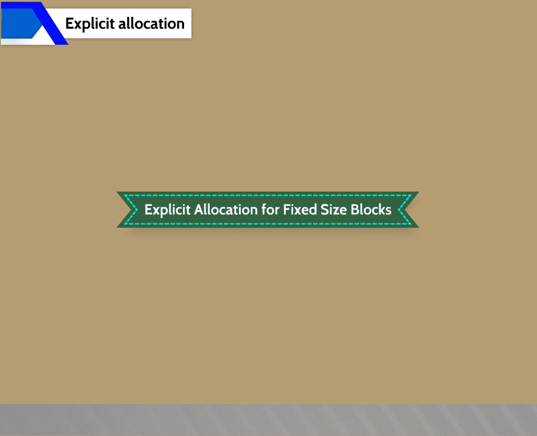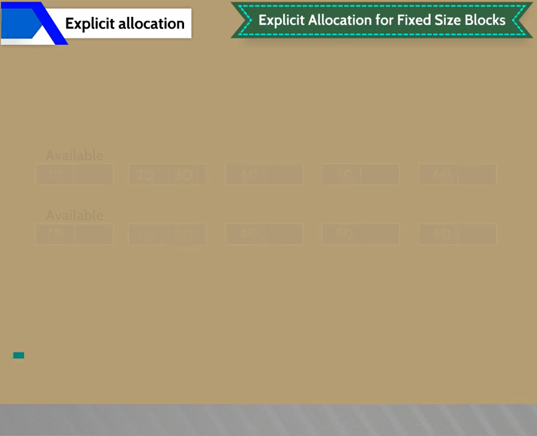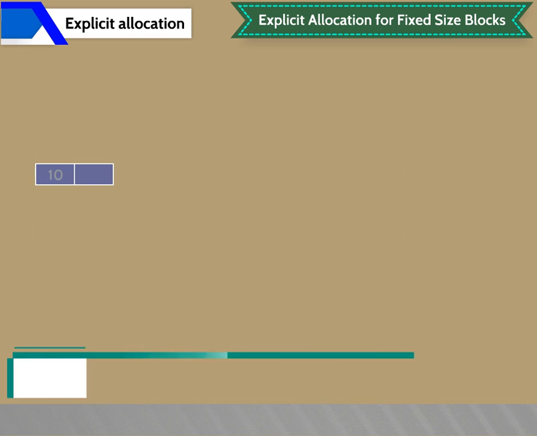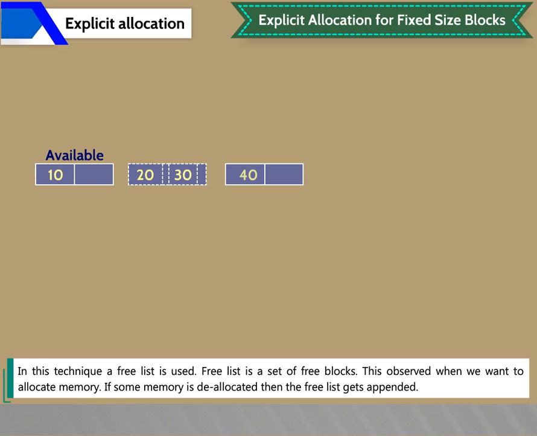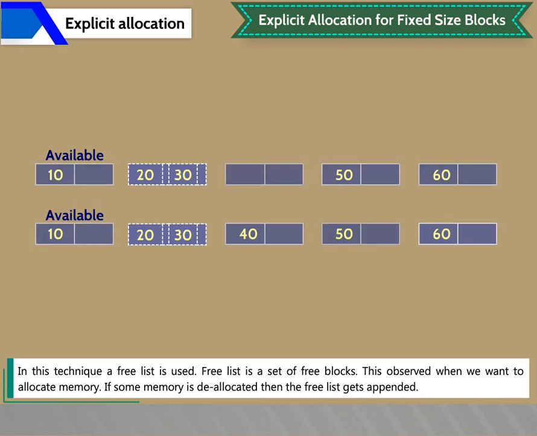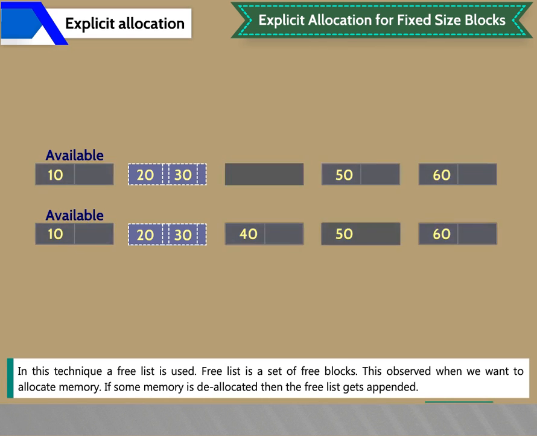Explicit allocation for fixed size blocks. This is the simplest technique of explicit allocation, in which the size of the block for which memory is allocated is fixed. In this technique, a free list is used. Free list is a set of free blocks. This is observed when we want to allocate memory. If some memory is deallocated, then the free list gets appended.